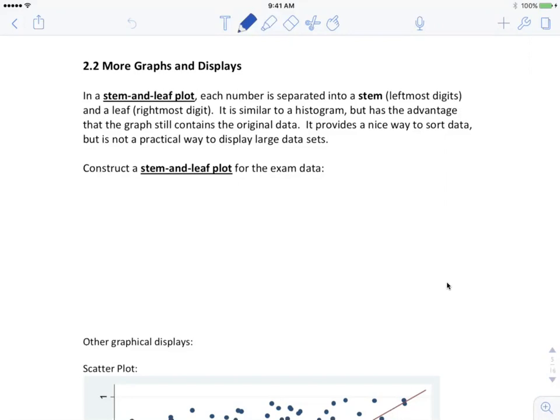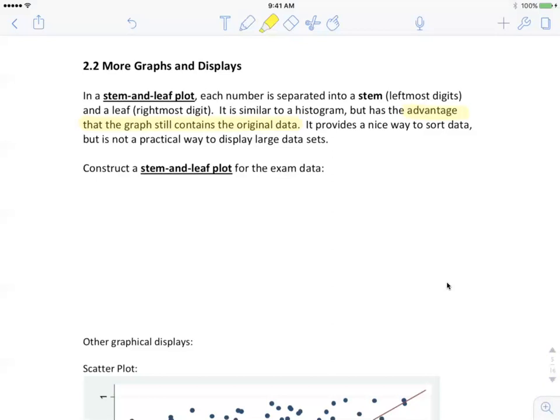So the first one is a stem and leaf plot. Each number is separated into a stem, which is basically your leftmost digit, and then a leaf, the rightmost digit, or more than one sometimes. It's similar to a histogram, but the advantage to these is that the graph contains all of the original data, as opposed to a histogram where you create classes and then you kind of lose your original numbers.